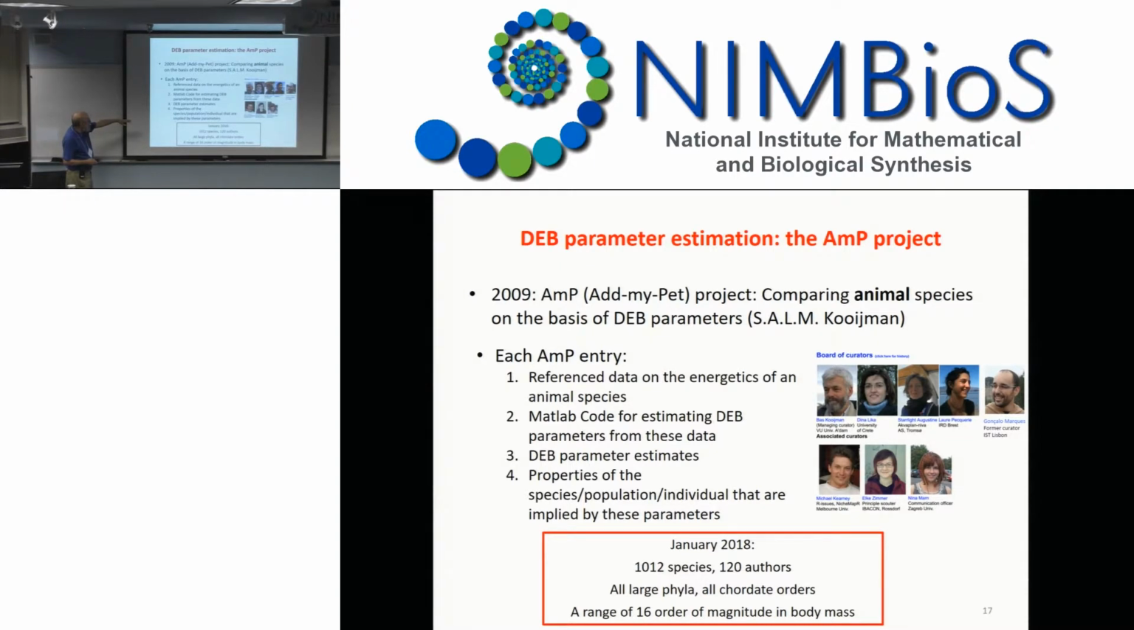There's a summary there of what each entry contains. As of January of this year, according to Laura, there were 1,012 species from 120 authors. All what they call large phyla are covered in there with greater or lesser degrees of precision. Some of the estimates are very thorough and rigorous, and there are measures of quality there, and there's a range of organismal size, of body mass, across 16 orders of magnitude. So it's an important resource to be aware of.